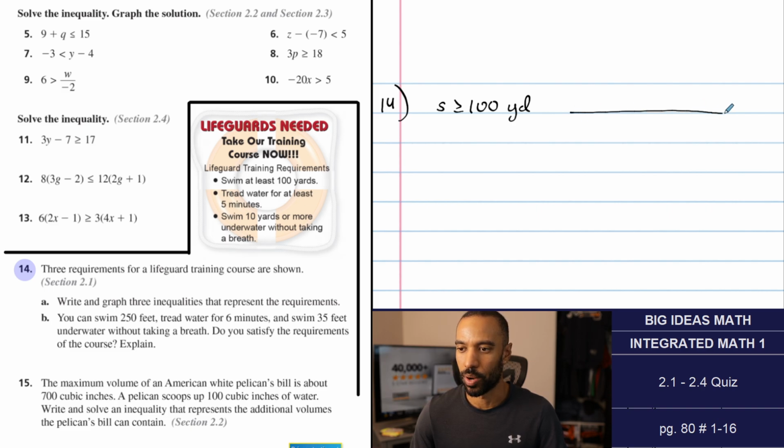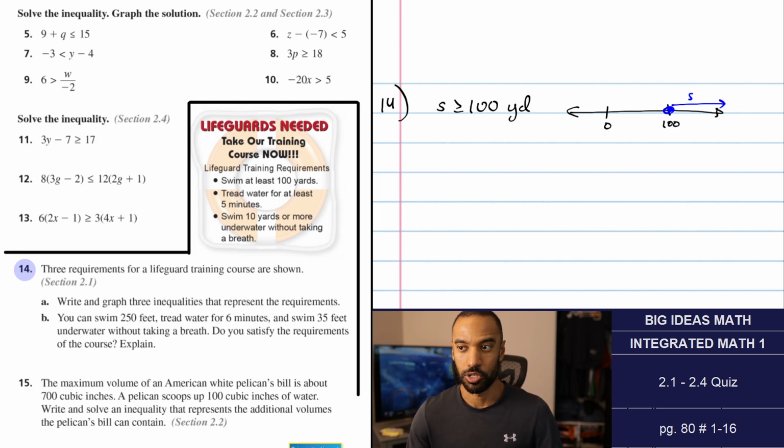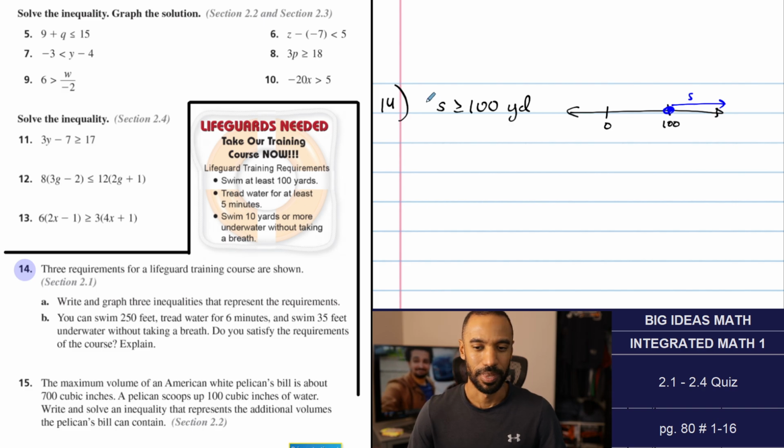This is a lifeguard training requirement. That's 300 feet, a football field's length. That's a lot. Swim greater than or equal to 100 yards. You could do 1 billion yards. That works. Oh, by the way, this is part A.